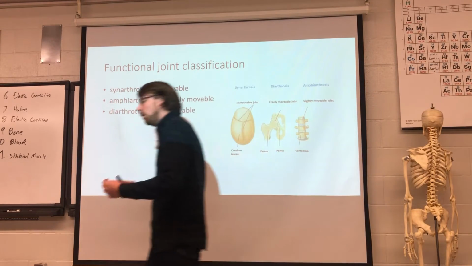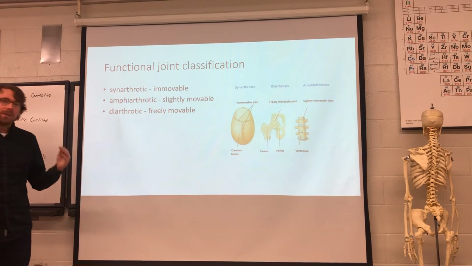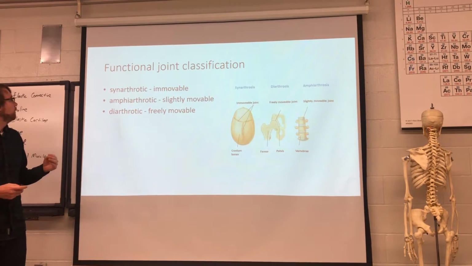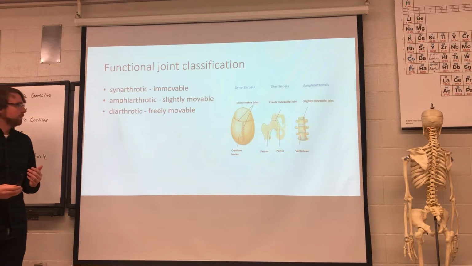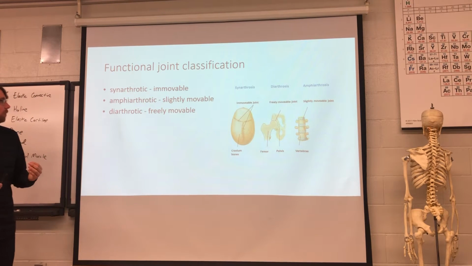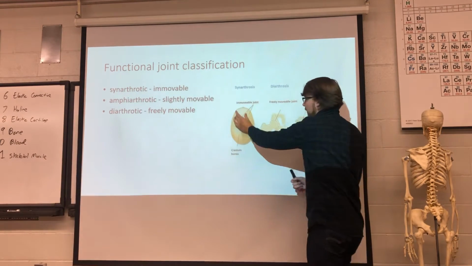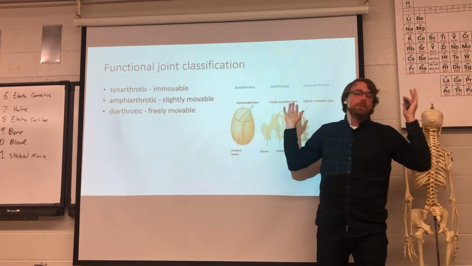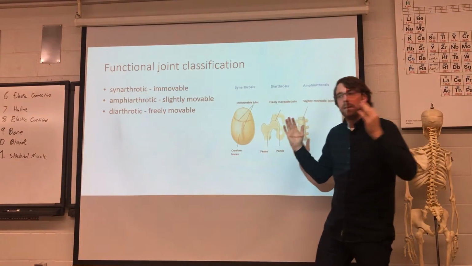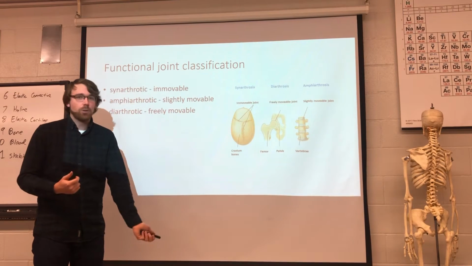So there are also functional joint classifications. There is some overlap with this and the structural joint classification. So there are synthrotic joints. These are immovable. So the sutures of your skull are synthrotic. They can't move once they are developed. They're permanent. They're not moving like the way my mind at least thinks of a joint as something that moves.